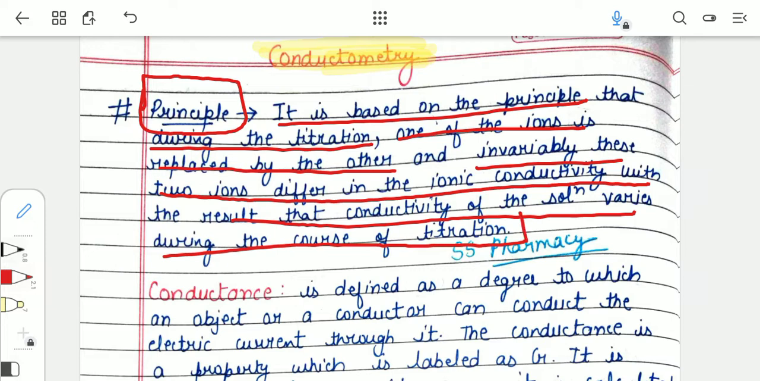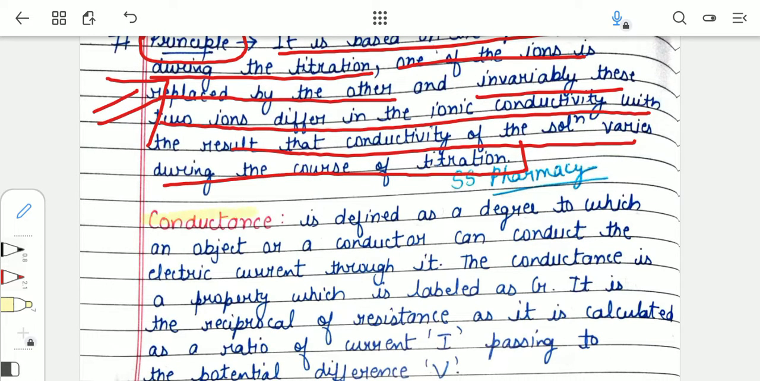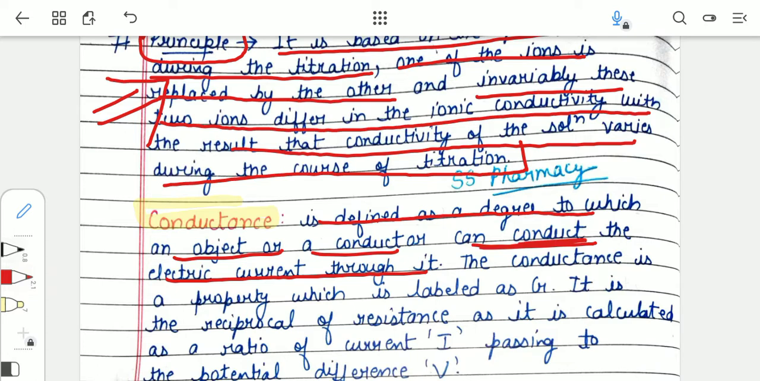Okay, so in order to understand better what exactly is being said here, firstly it is important to know what exactly we mean by conductance. So let us first talk about conductance and then we will come back to this principle. Here I have written the definition for conductance. It is defined as the degree to which an object or a conductor can conduct electric current through it. To conduct means to allow it to pass through. So if any object has more conductance, it means that more electric current can flow through it. This electric current flows through the movement of charges or the movement of ions.